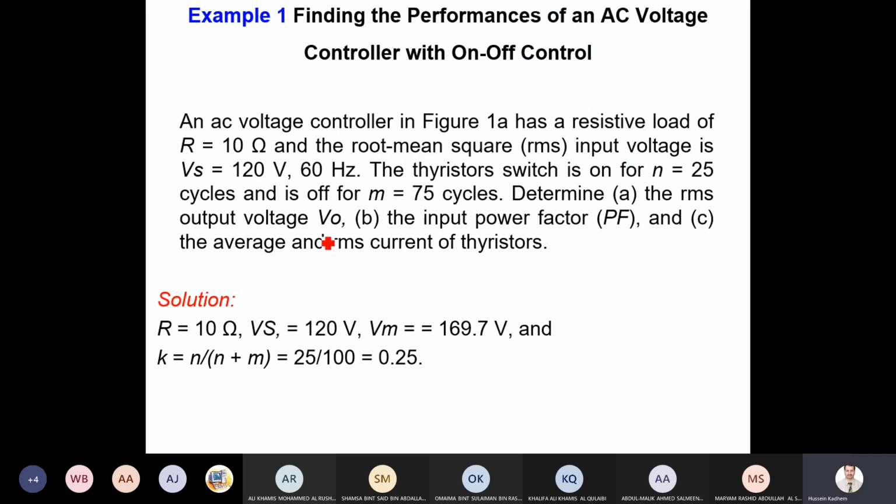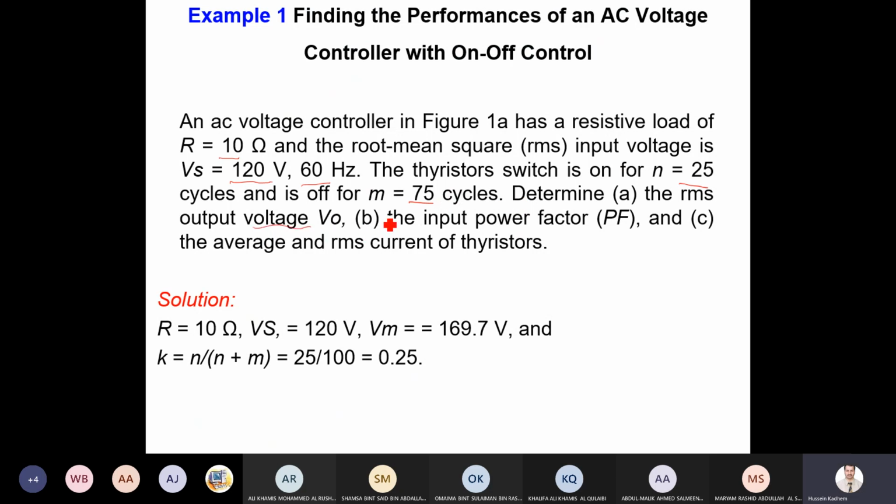Now let's use this in an example. An AC voltage controller in the previous circuit has a resistive load. He gave me the resistance, 10 ohm. And the root mean square value of input voltage is 120, 60 Hz. The thyristor switch is on for 25 cycles and off for 75 cycles. Determine the RMS output voltage.